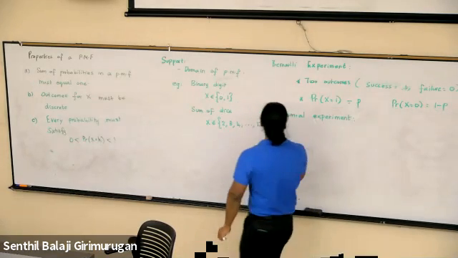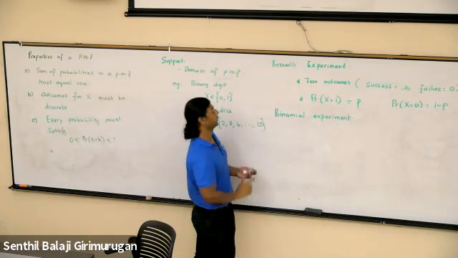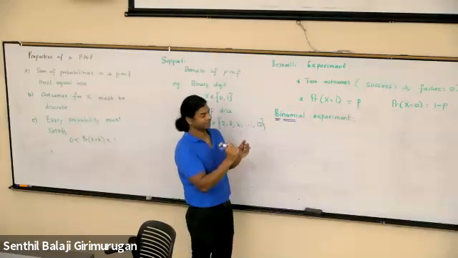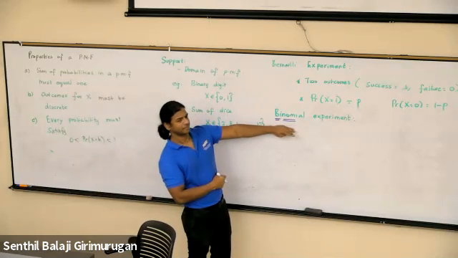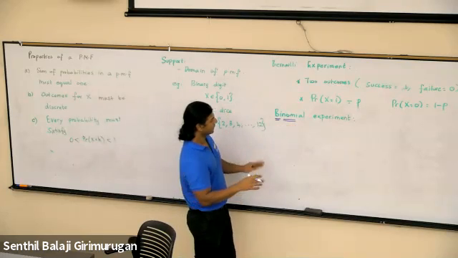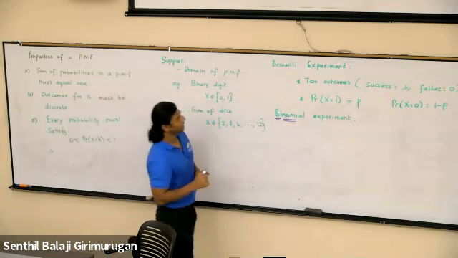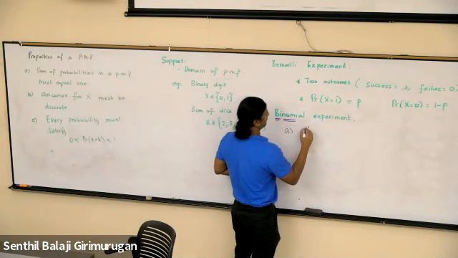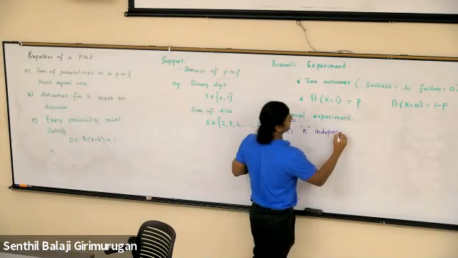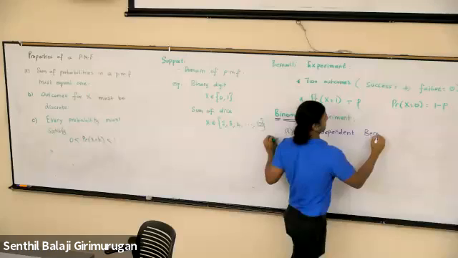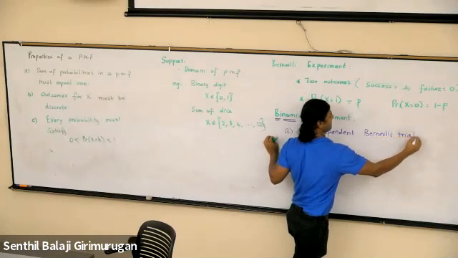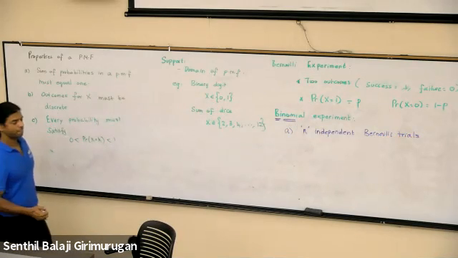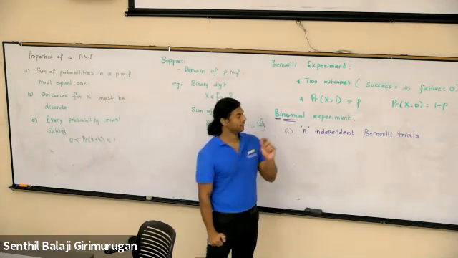So what does bi mean? Two. What does nom mean? Name, number, etc. So we need to have two of something. We can call something a binomial experiment if there are n independent Bernoulli trials.